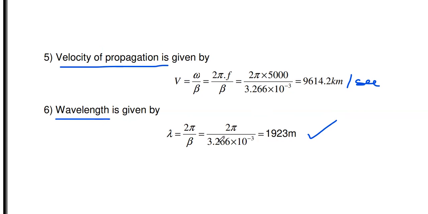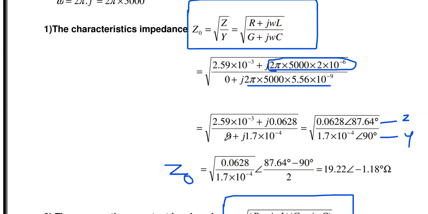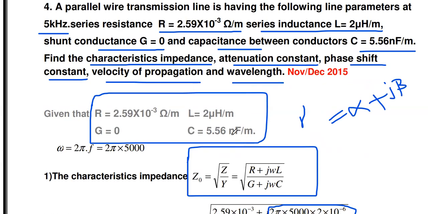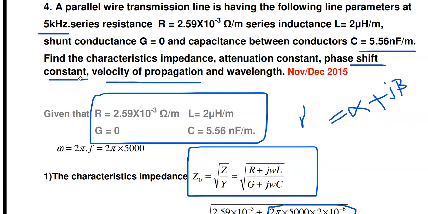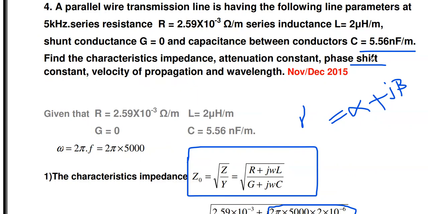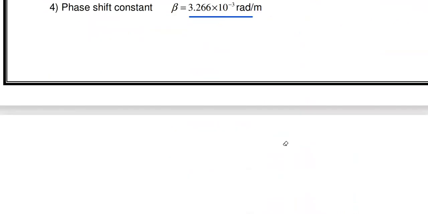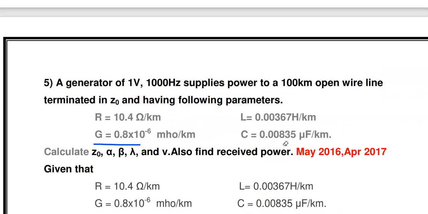So this type of problem you may get as a big question. All the primary constants R, L, G, C are given. We have to find the characteristic impedance, attenuation constant, phase constant, velocity, wavelength, and so on. So this is one of the very important big question problems from this first unit. Then similar to this, you see the next question.